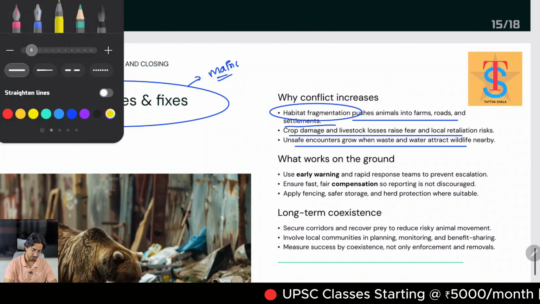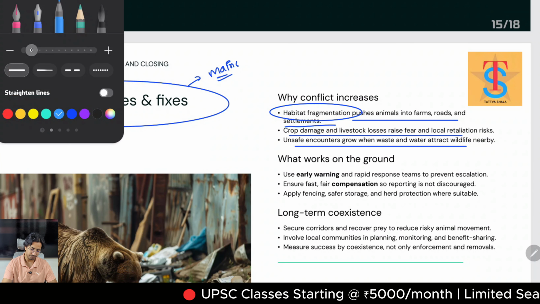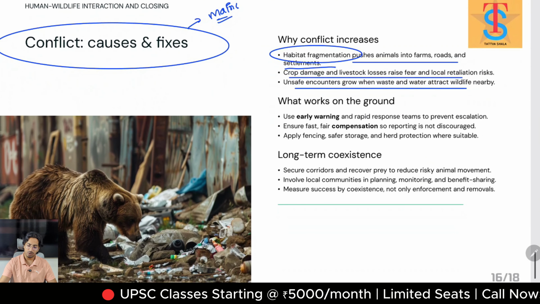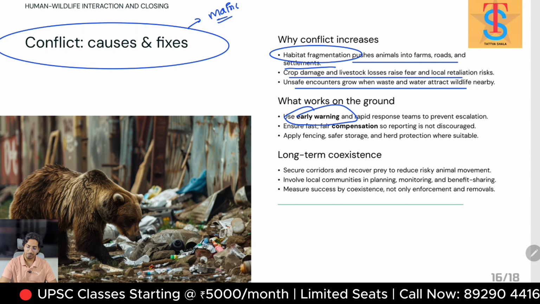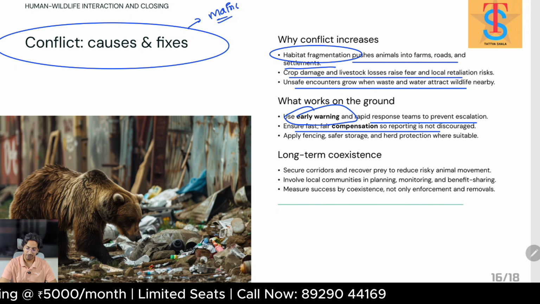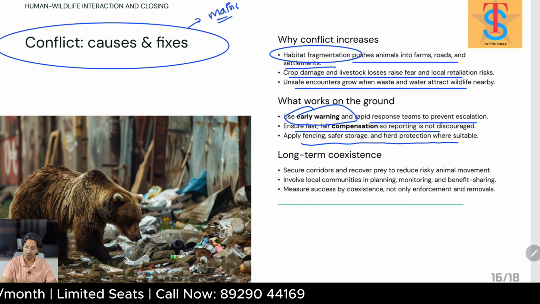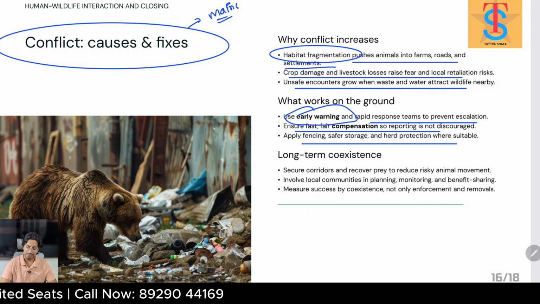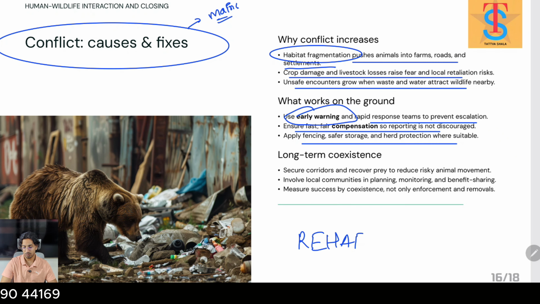So what could be done here? What works on the ground? Use early warning and rapid response teams to prevent escalation, ensure fast, fair compensation, apply fencing, safer storage, and herd protection wherever suitable. And there's one more project we have with respect to elephants. Just go through this also.